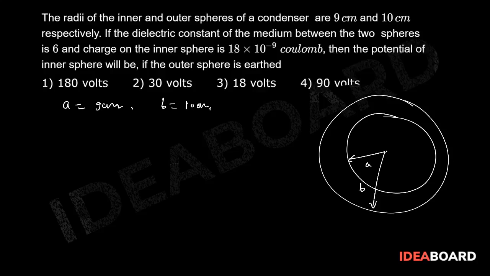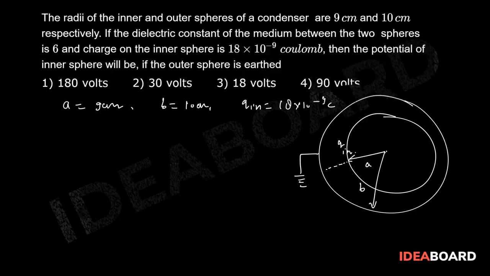So here you can see this outer sphere is earthed, right? So that means its potential will be 0, and because of this, let's say the charge inside the inner one is Q in, which is provided to us as 18 into 10 to the power minus 9 coulomb. Because of this, there will be some electric field in this region, right? Because of this electric field, there will be some potential difference. So this is the concept of a spherical capacitor, right?